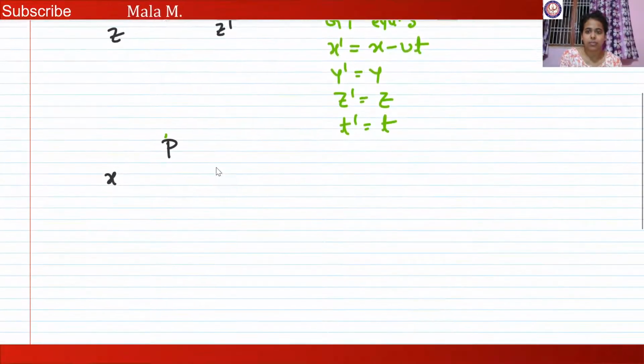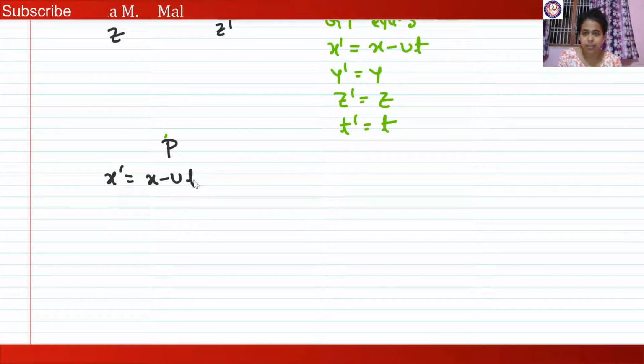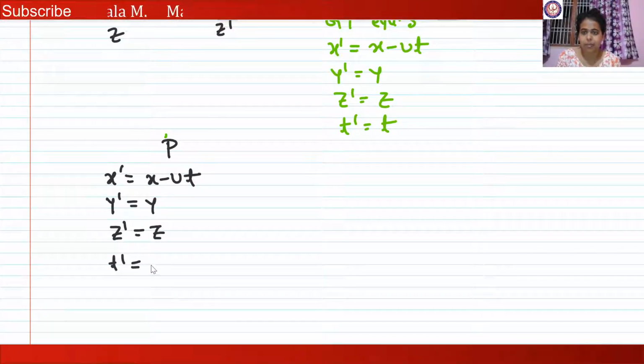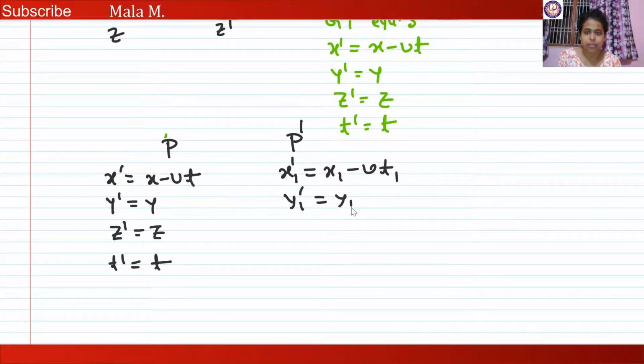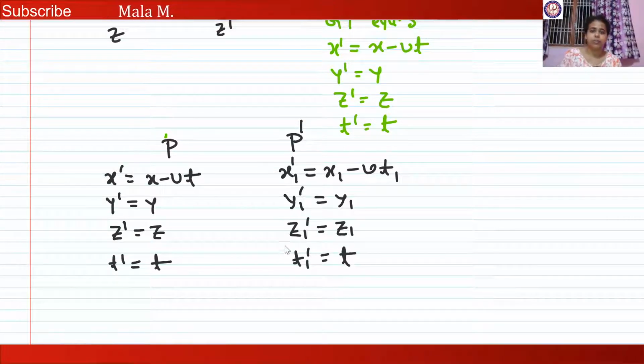So I will just write down the Galilean transformation. So x prime will be x minus vt, y prime is equal to y, z prime is equal to z and t prime is equal to t. For P prime point, x1 prime is equal to x1 minus vt1, y1 prime is equal to y1, z1 prime is equal to z1 and t1 prime is equal to t1.